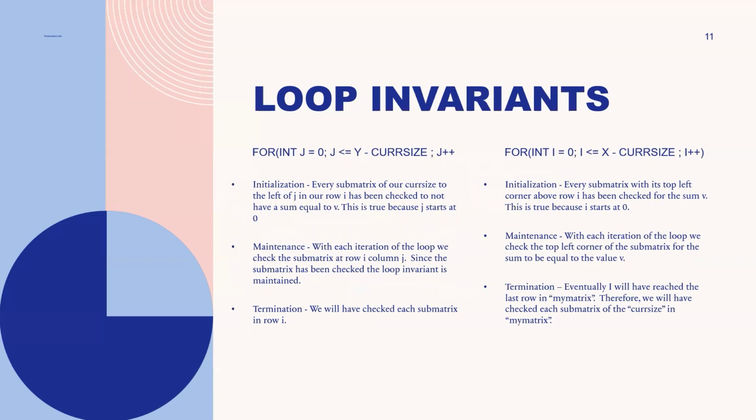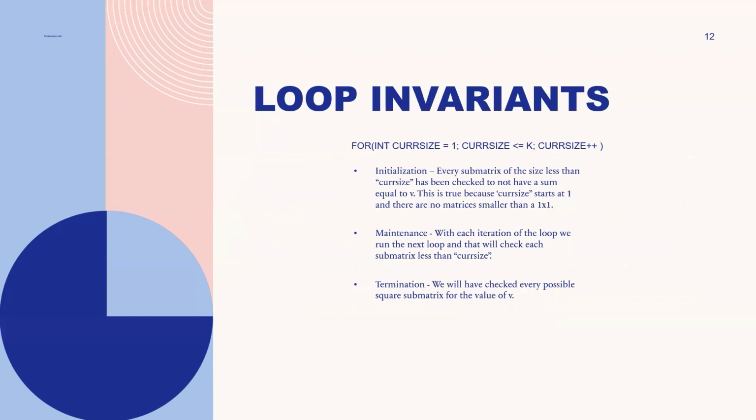And then current size, termination. Eventually, I will have reached the last row in my matrix. Therefore, we'll have checked each of the submatrices in the current size of my matrix. And the very last one, pretty much we're done. This is their invariant: every submatrix of the size less than the current size has been checked to see if it equals V.